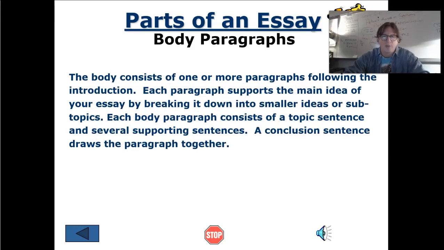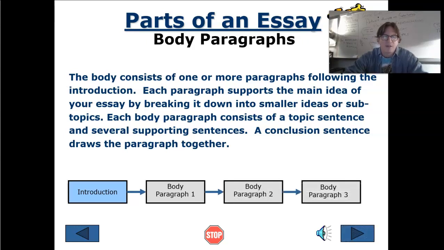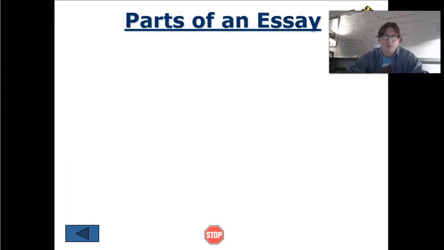The next thing that would come would be the body paragraphs, which in this case will be at least 3 paragraphs. Each paragraph supports the main idea of your essay by breaking it down into smaller ideas or subtopics. I'm going to talk about the structure of body paragraphs, I think next week when we get into writing your rough draft. Body paragraphs are arranged differently than introductions and conclusions. So just get ready for that conversation for next week.